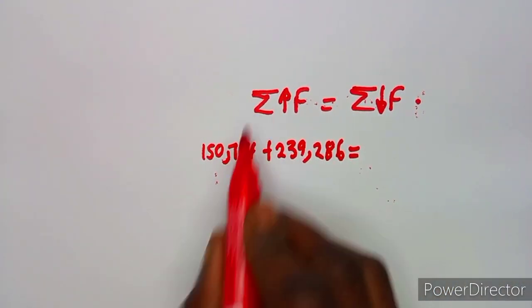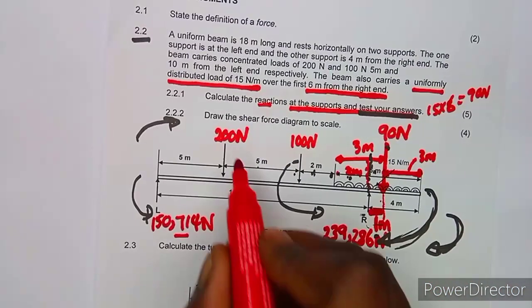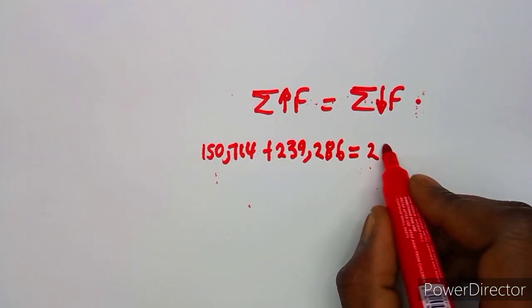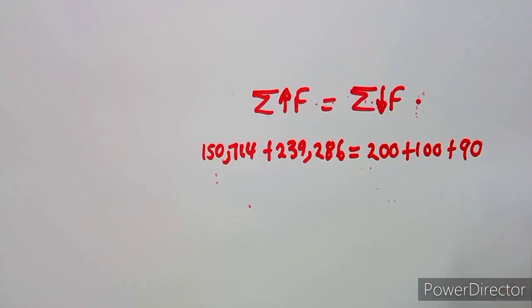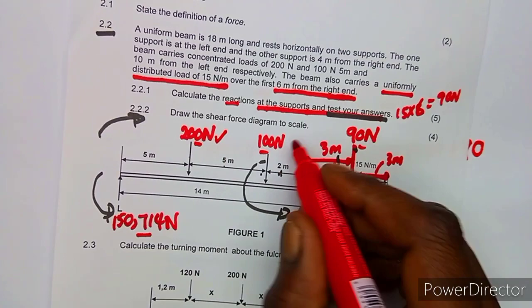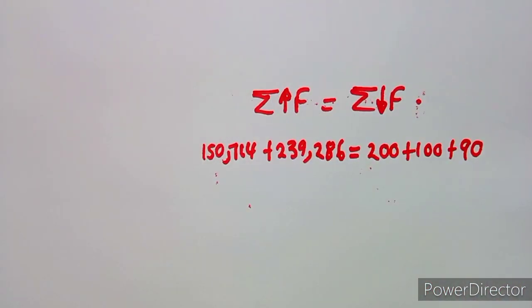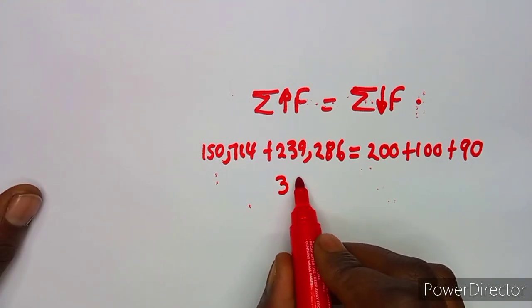These are the ones which are going up, the supports, and all the point loads are the ones that are going down, which is 200, 100, and 90. So you've got 200 plus 100 plus 90, like this. Remember, these forces are in newtons, so your answer is going to be also in newtons. All right, so if you add properly, you are going to obtain 390.